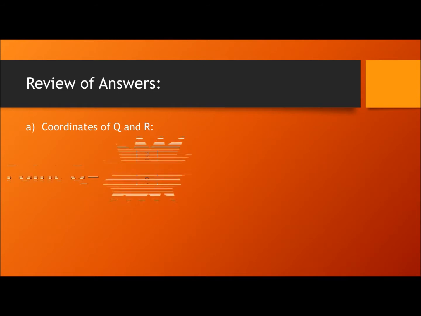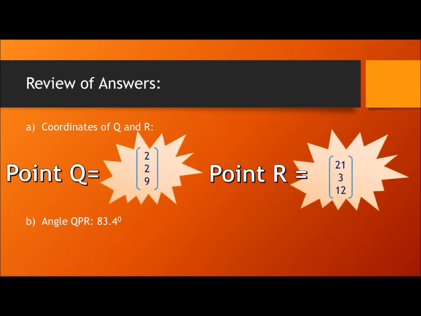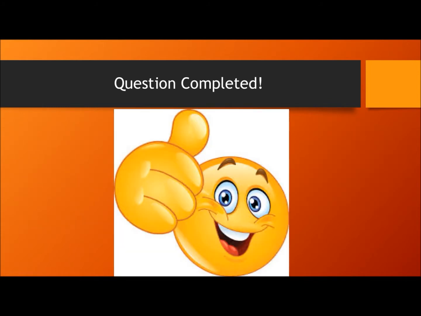As an overview of answers, the coordinates of Q are 2, 2, 9, whereas point R is equal to 21, 3, 12. The angle QPR could be equal to 83.4.